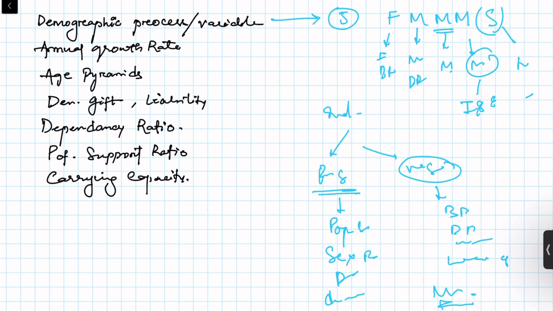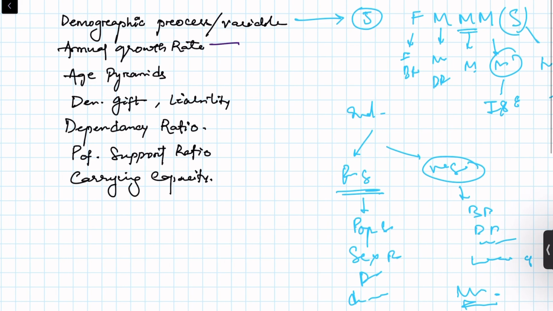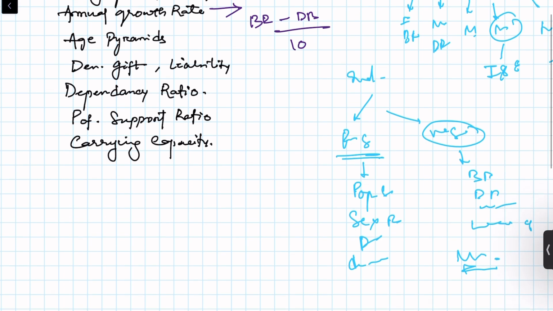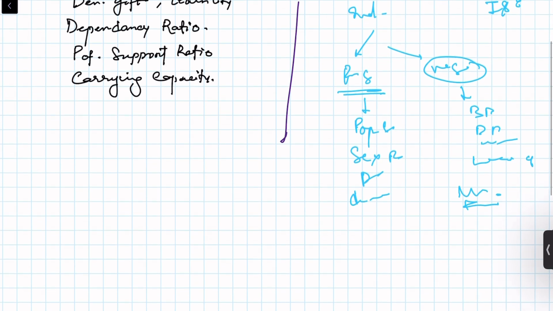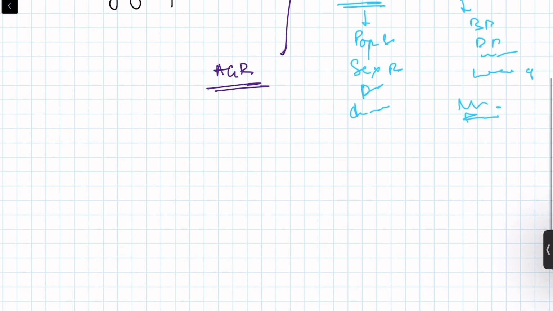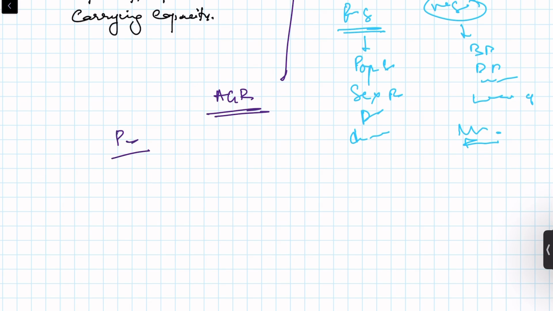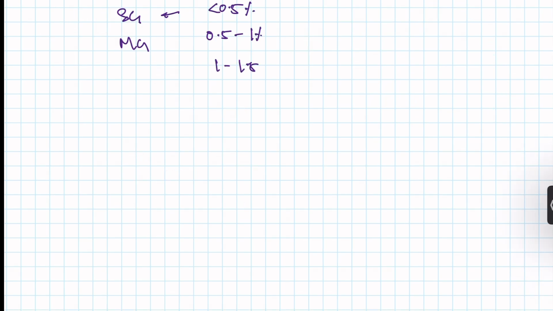Then coming to what is annual growth rate. Annual growth rate is actually birth rate minus the death rate divided by 10. Now we will look at different populations and their annual growth rate. When it is less than 0.5%, we call it slow growing. If it is 0.5 to 1%, then it is moderately growing. 1 to 1.5% is rapid growing. Then what is very rapid growing? It is 1.5 to 2%, and if it is more than 2%, this is explosive growing.